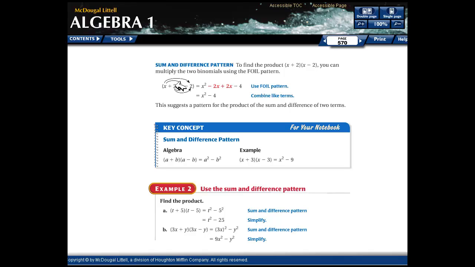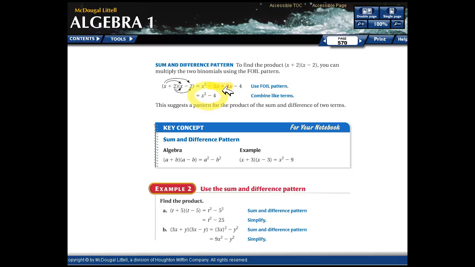2 times x is a positive 2x. And then a 2 times a negative 2, that's where a negative 4 comes from. But what will happen with these center ones is the same thing that will happen every time. These two center ones right here, because one is a negative and one is a positive, they will cancel each other out every time, leaving you with just that.